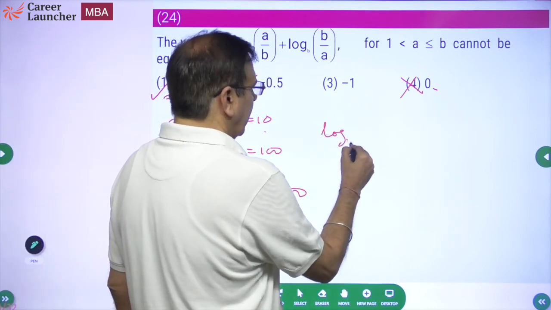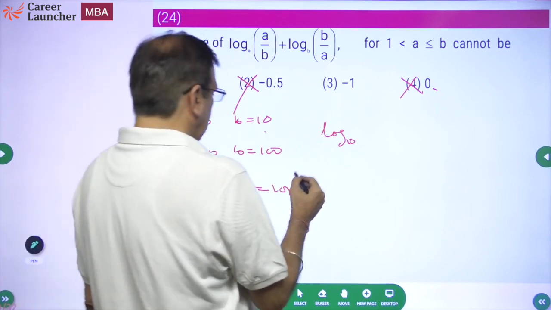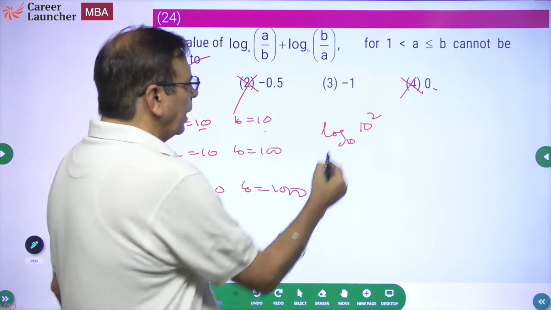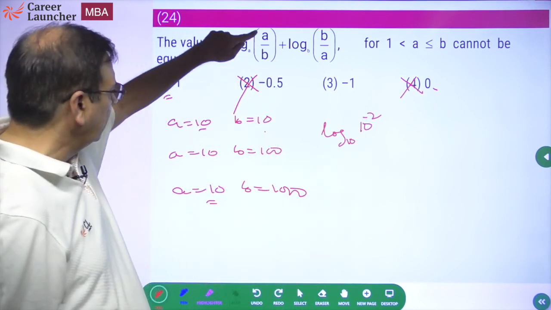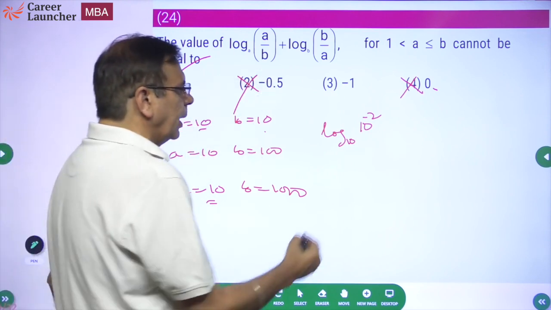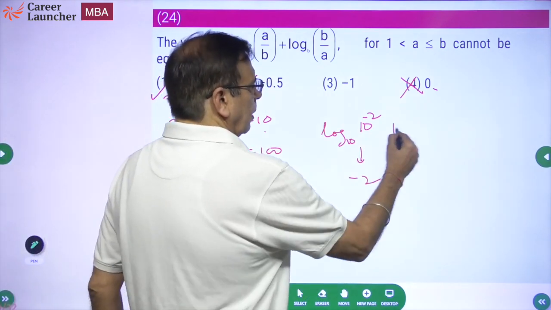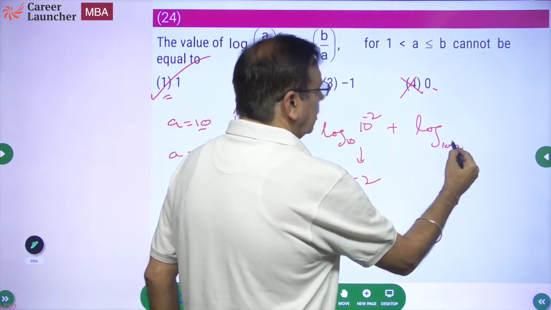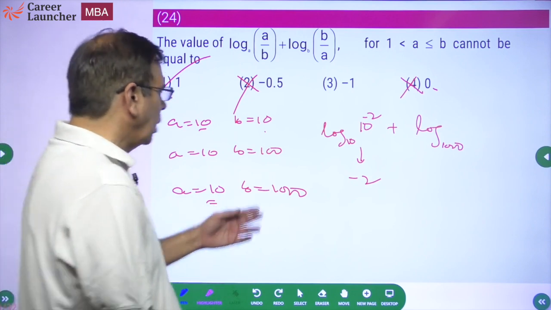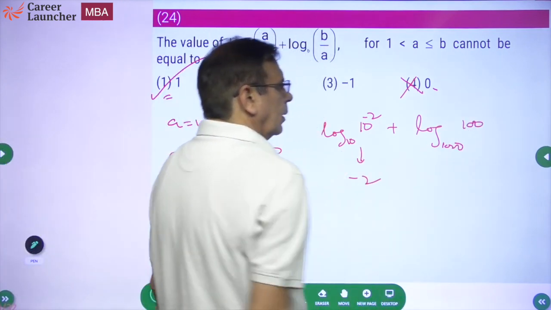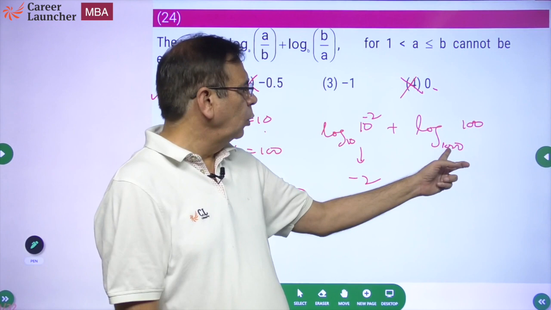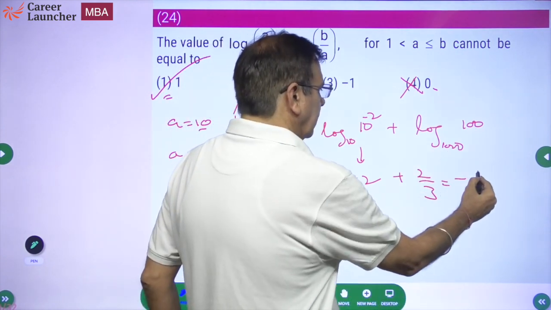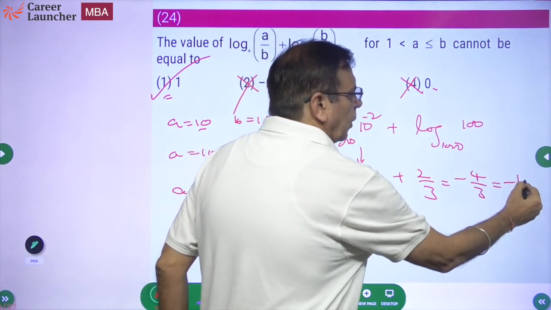Log base 10 of b by a: b is 1000 upon 10, so 10 square. A upon b will be 10 upon 1000, or 1 by 100, or 10 to the minus 2. So this is obviously minus 2. Plus log of base b: b is 1000 and b upon a is 1000 upon 10, 100. This is 10 square, this is 10 cube. So this should be plus 2 by 3, which gives minus 4 by 3, or minus 1.33.